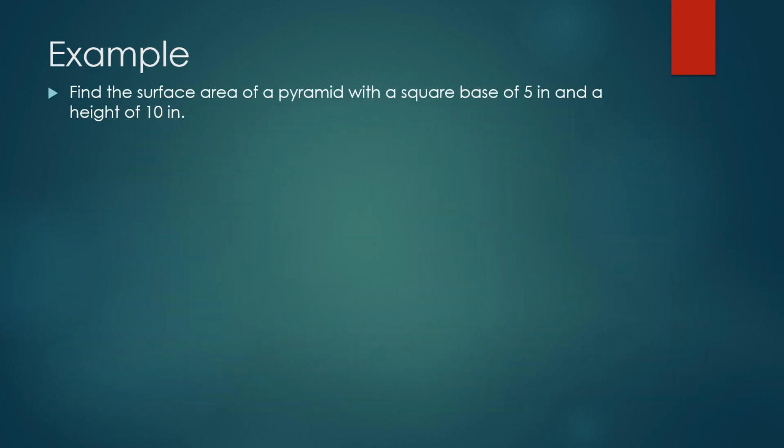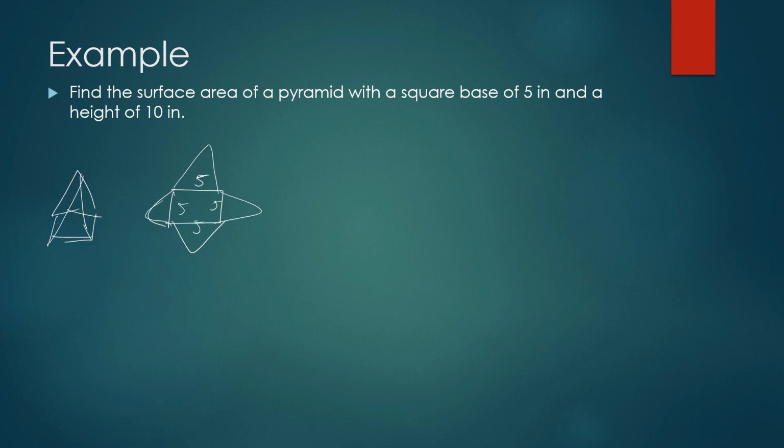Example. We're going to find the surface area of a pyramid with a square base of 5 inches by 5 inches, and height of 10 inches. What we have here is a square base, and then we have sides of a triangle on there. If we were to draw a net, we would have a square base with 1, 2, 3, 4 triangles. Now, we know that these are 5s because it's a square base.